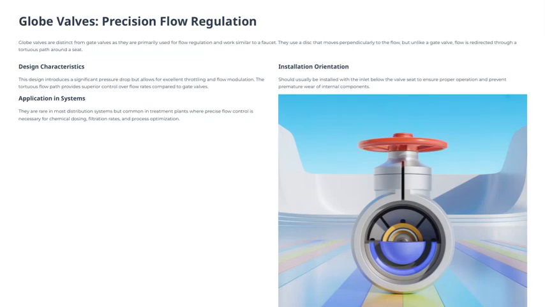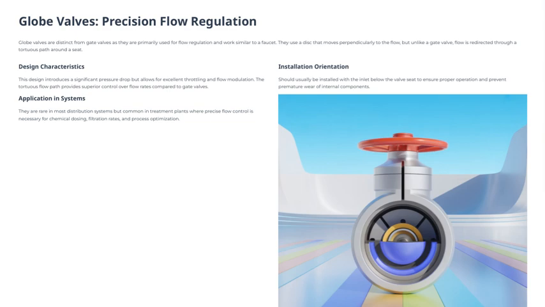When installing globe valves, it's generally best to position them with the inlet below the valve seat. This orientation helps ensure they operate correctly and also prevents premature wear of the internal components, which is crucial for maintaining their longevity. Now, while you might not see globe valves very often in typical distribution systems, they are quite common in treatment plants.